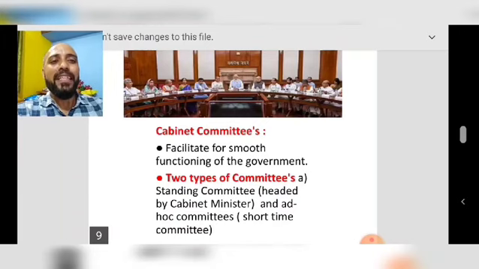So that is the cabinet committees. It facilitates smooth functioning of the government. There are two types of committees in the cabinet committees. One, standing committee, and second, ad hoc committee. Standing committee is headed by the cabinet minister. Sometimes even the Prime Minister heads the committee. And second is ad hoc committee. The name itself suggests it is a short time committee. So this is our cabinet committee.